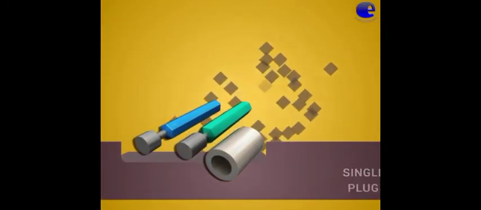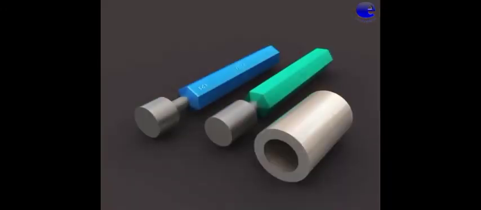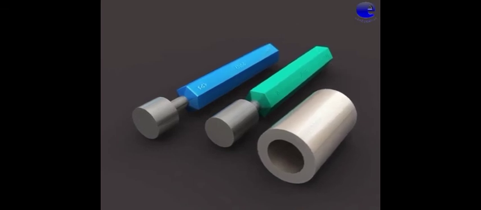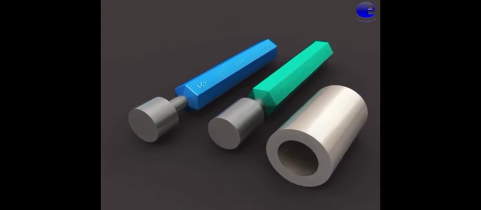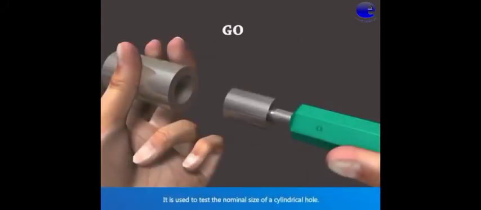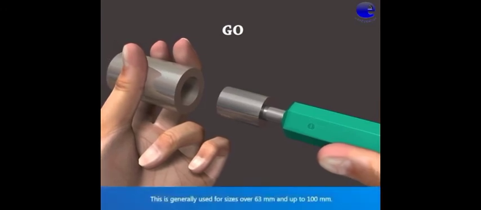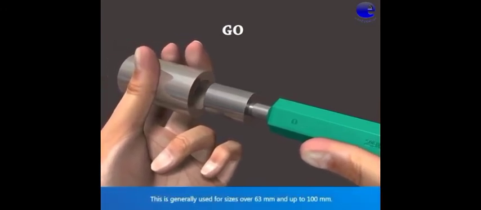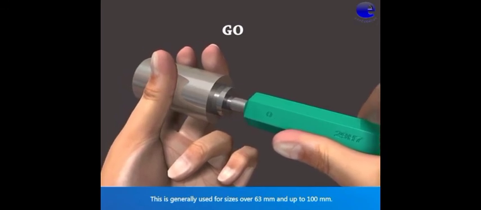Single-ended plug gauge. In this video, we are going to see about the single-ended plug gauge. Consider the component, go, no go. It is used to test the nominal size of a cylindrical hole. This is generally used for sizes over 63 mm and up to 100 mm.